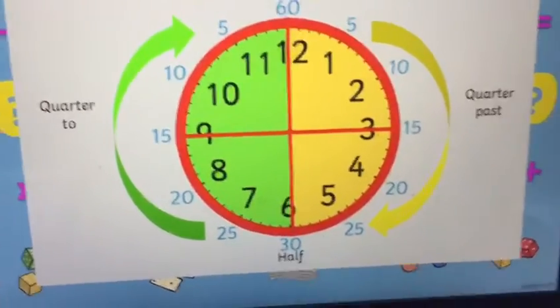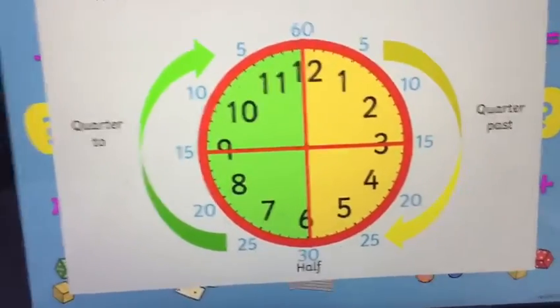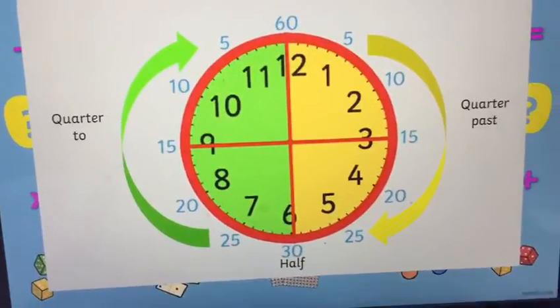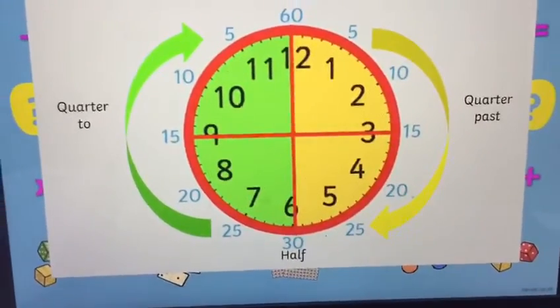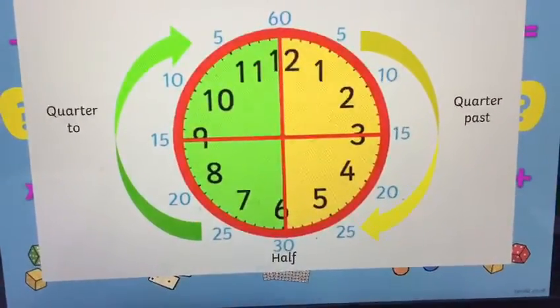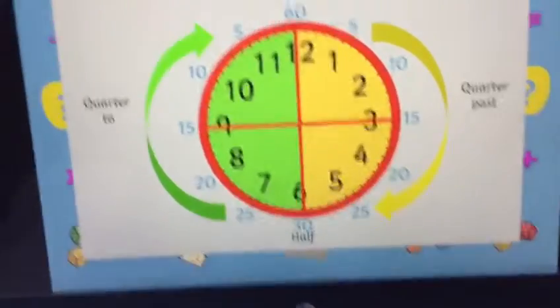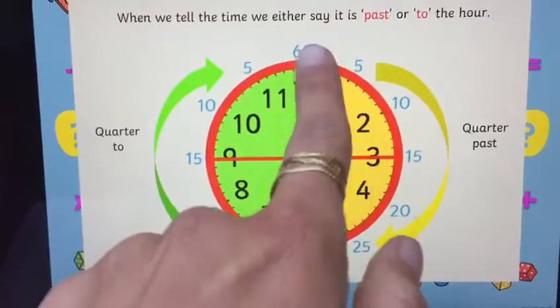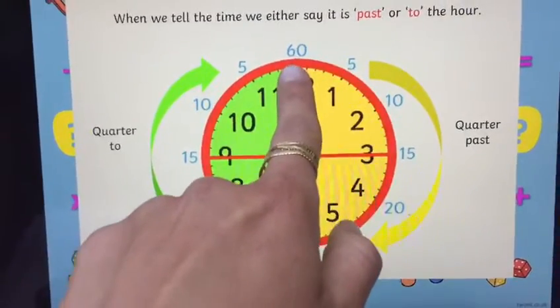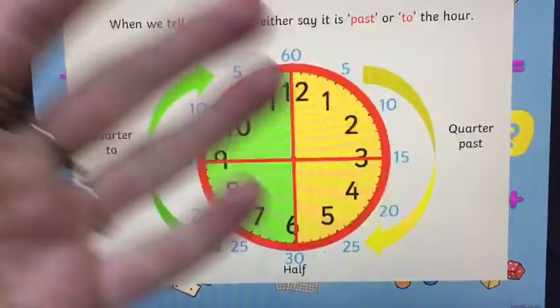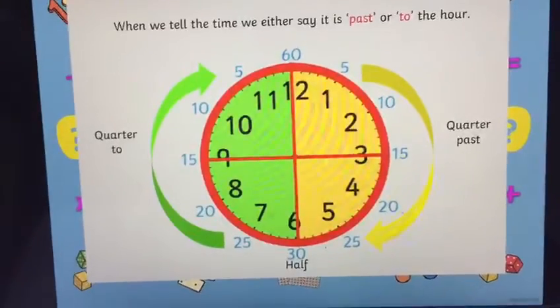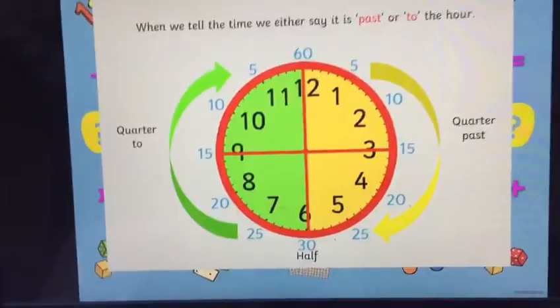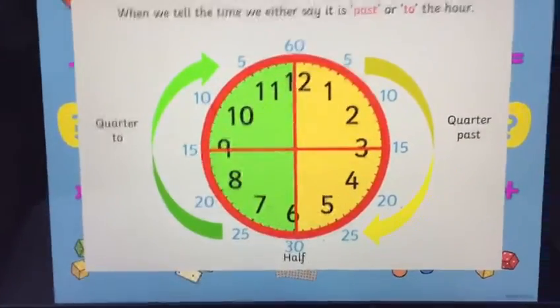Morning, class 2. Today we're going to be learning about time. Now, we've learned quite a lot about time throughout our journey in class 2. But you know what? Time is one of those really tricky things because it's unusual, isn't it? Because we work in 60 minutes, and 60 is a completely different number than 100, and usually when we count in numbers we end up in hundreds.